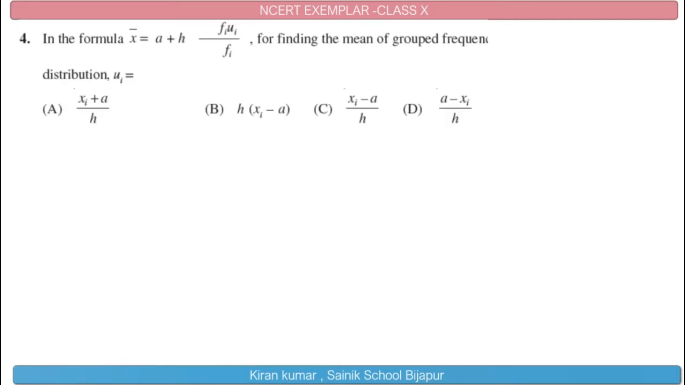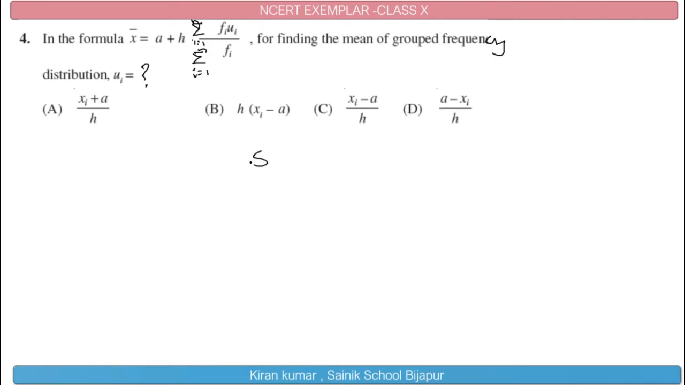Question number 4. In the formula, x bar equal to A plus h times sigma i from 1 to n fi ui divided by sigma i from 1 to n fi, for finding the mean of group frequency distribution, what is the meaning of ui?